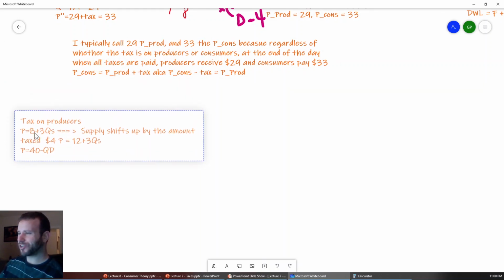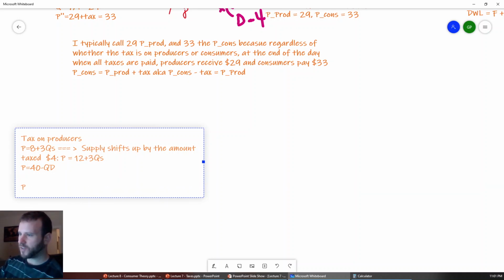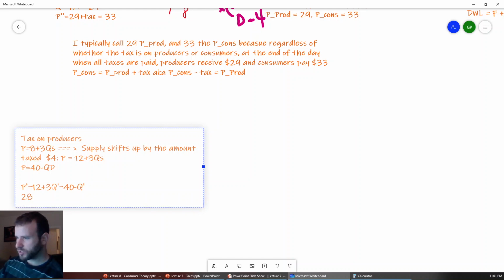So now you have a tax on producers. Supply shifts up from 8 plus 3QS by 4 to 12 plus 3QS. Okay. So now we want to solve P prime equals 12 plus 3Q prime, and that is equal to 40 minus Q prime, and then we just solve the system of equations. Subtract 12 from both sides, I should get 28 is equal to 4Q prime, and then divide both sides by 4, you get Q prime equals 7.